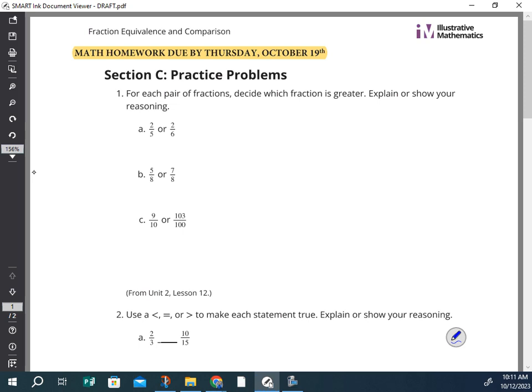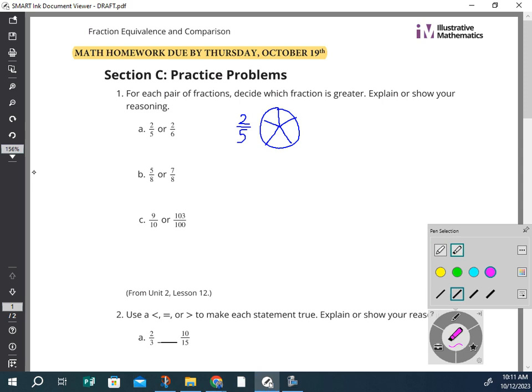You could try to draw a picture. So like 2/5, for example. I try my best to make fifths. They're a little challenging sometimes. Doing my best there. And I would shade in two of the 5. Kind of looks like that.